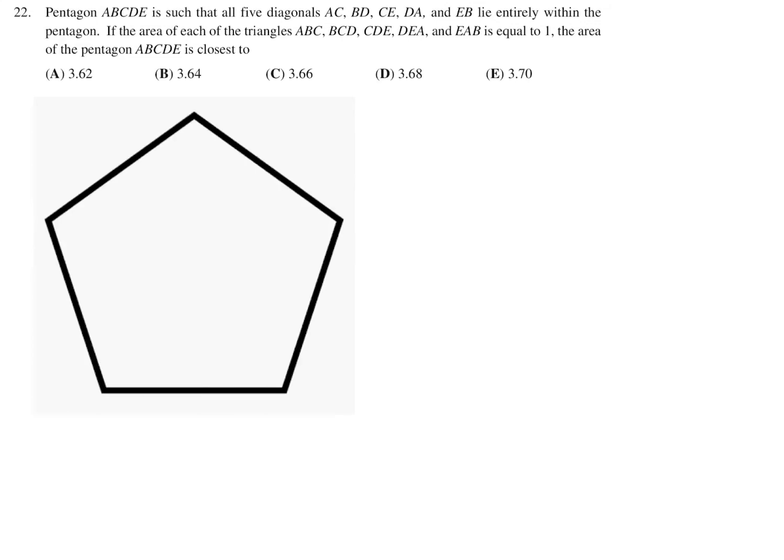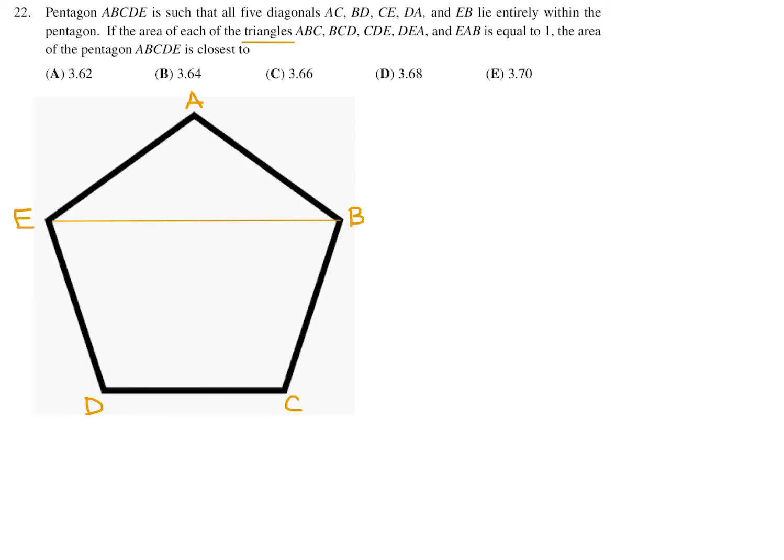So here is a pentagon. And the first thing I want to do is concentrate on one of these triangles that they are referring to. So let's label this first. So we've got A here, B, C, D, and E. And let's draw in one of these triangles. Let's concentrate on this one right here.